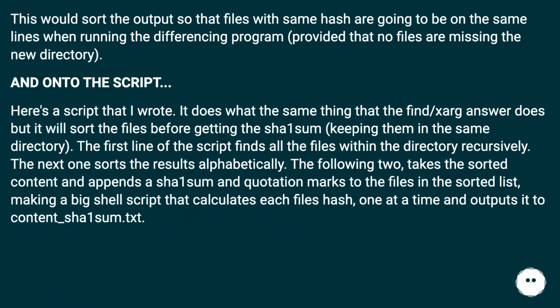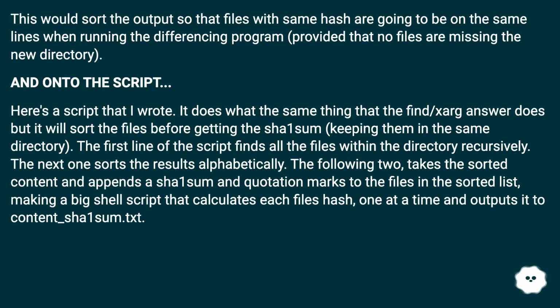This would sort the output so that files with the same hash are going to be on the same lines when running the differencing program, provided that no files are missing in the new directory. And on to the script. Here's a script that I wrote. It does the same thing that the find xargs answer does, but it will sort the files before getting the sha1sum, keeping them in the same order.